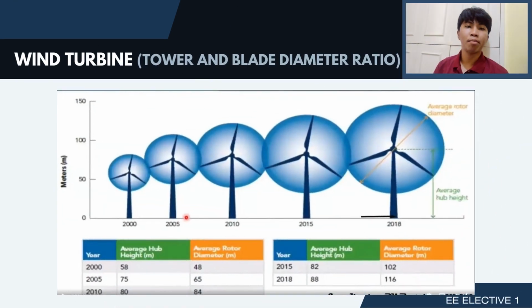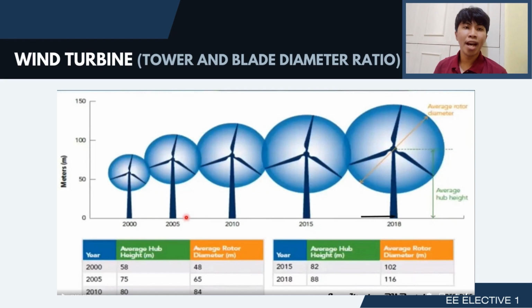So next is the tower and blade diameter ratio. Based on the picture that we provided, it shows the ratio regarding the tower's height and the rotor's diameter. And if we observe the table, from the year 2000, the average hub height is 58 meters while the average rotor diameter is 48 meters, where the hub height in that year is bigger than the rotor's diameter.